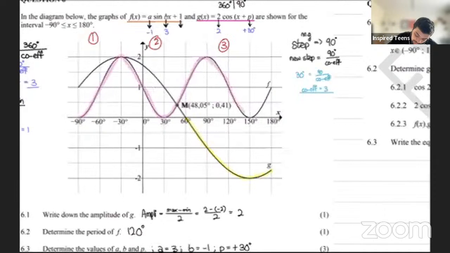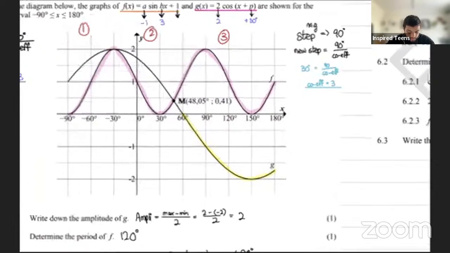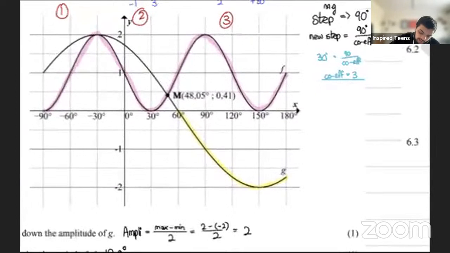But remember, we want the interval where f of x is above and, at the same time, g of x is below. So if we start here and follow this graph where it's above, here and here, f of x is above, but at the same time g of x is also above. So that's not true to the criteria. Let's keep moving, here, here, here, g of x is still above with f of x, until we reach 60.